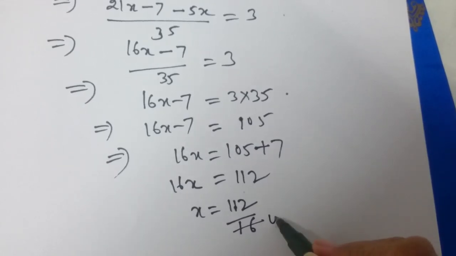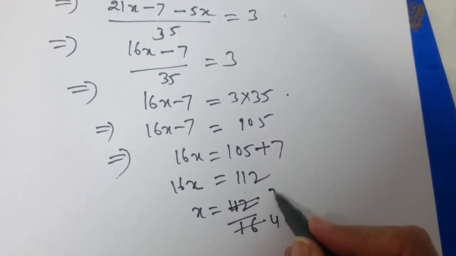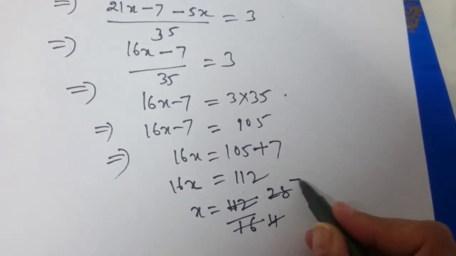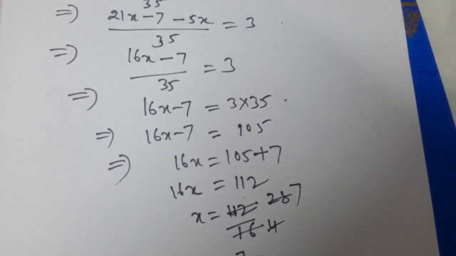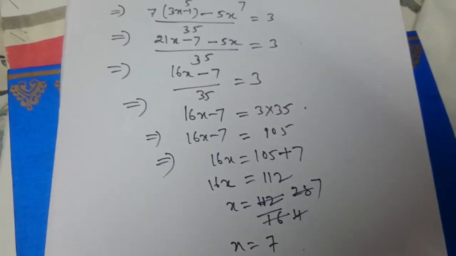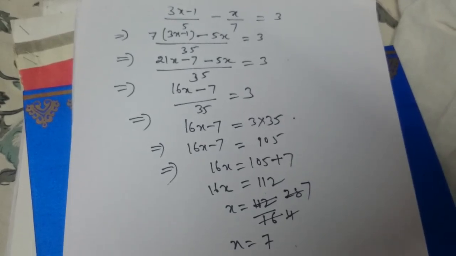So we get, after cancellation, x is equal to 7, which is the solution of the given linear equation in one variable.